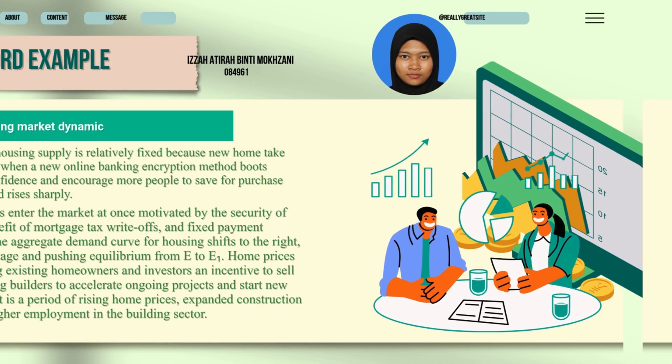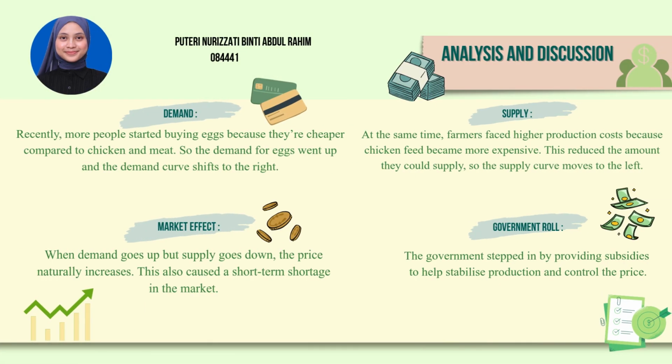For the analysis and discussion, we look at what's actually happening in the egg market in Malaysia. Basically, the price of eggs went up because demand and supply moved in opposite directions. From the demand side, more people bought eggs since they are cheaper than other protein sources, so demand increased.